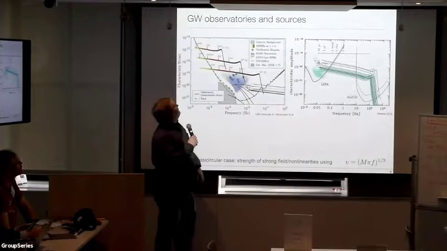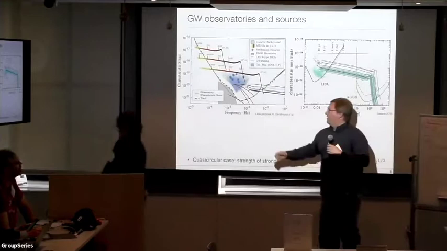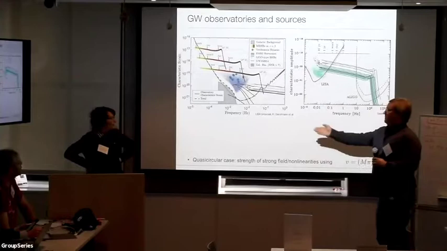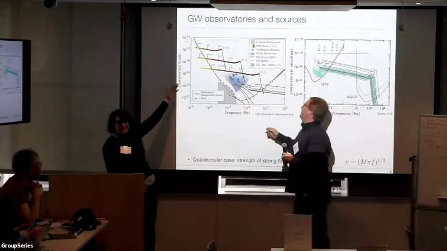We should switch sides temporarily. Under this one, the LISA side of things. LISA will be a space-based gravitational wave detector, launching in 2034. LIGO in space, for those people who haven't seen.